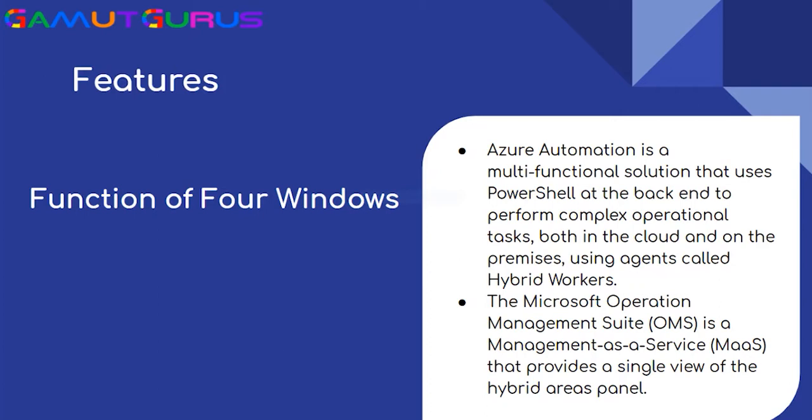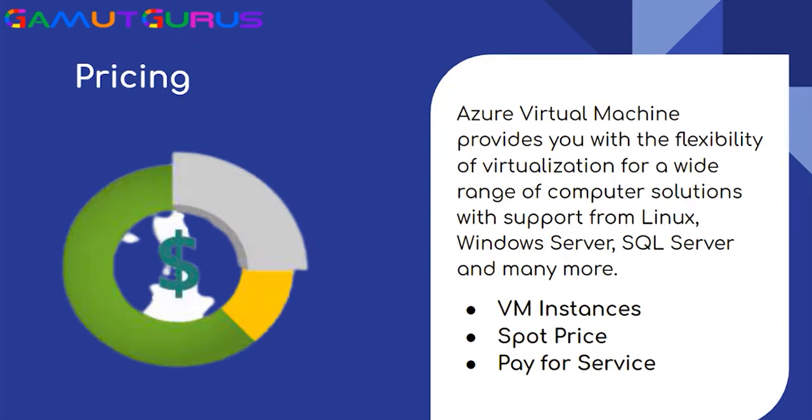The last but not the least Microsoft Azure Virtual Machine feature, that is function of 4 windows. Azure Automation is a multifunctional solution that uses PowerShell at the backend to perform some complex operational tasks, both in the cloud and on the premises, using some agents called hybrid workers. The Microsoft Operations Management Suite, that is OMS, is a management as a service that provides a single view of the hybrid environment. As we have covered some great features of Azure Virtual Machine, let's focus towards its pricing.